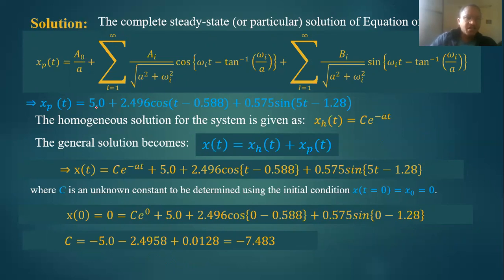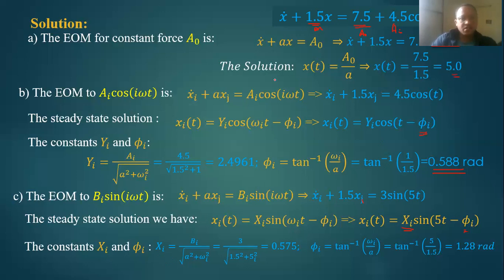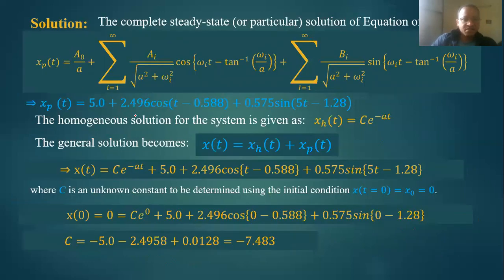So substituting all these values into the main equation, the general equation, what we have is 5, which we already found here, plus the summation of this term gives us 2.496 cos t minus 0.588, because this is pi 1. Pi 1 is equal to 0.588. And here we have pi 2, which is 1.28. So we substitute these values here, and this is the general equation.